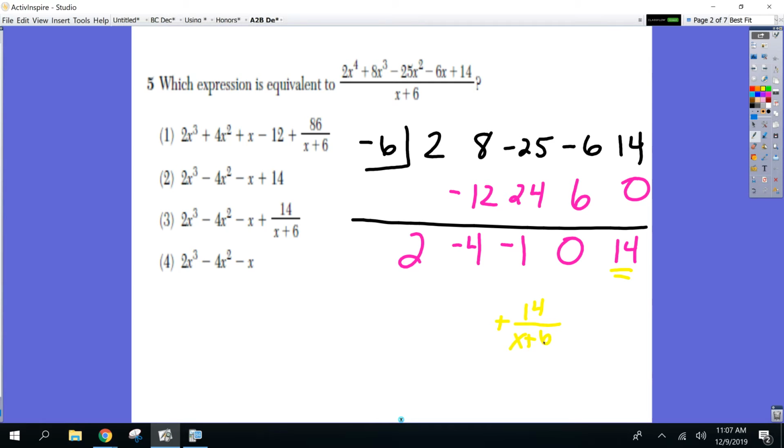What's up, Art? Had a question? So, if the example we took away the 8x, it would be 2, 0, negative 25. What if there was no 14? That's a good question. If there's no 14, would you put a 0 in for it? Pretty sure you would.